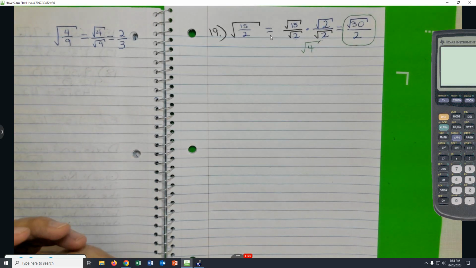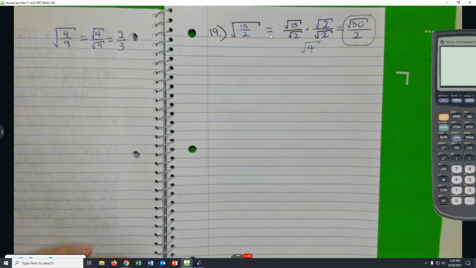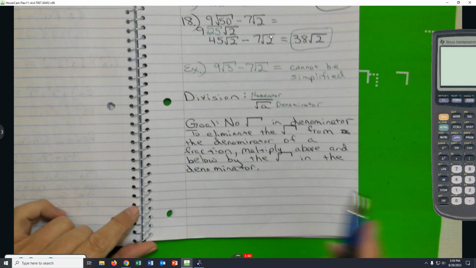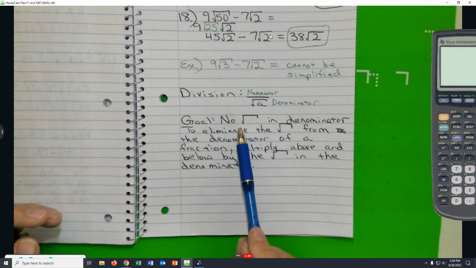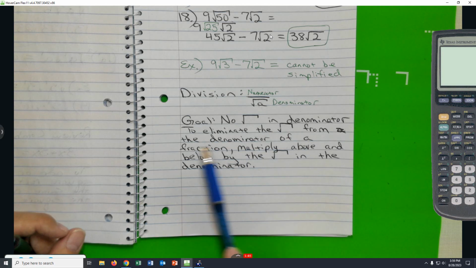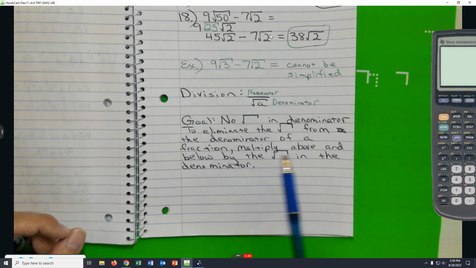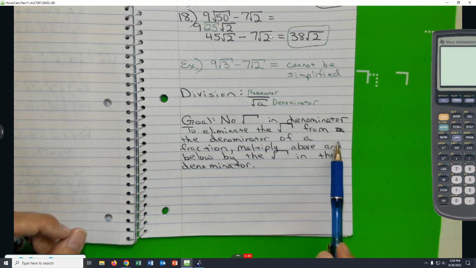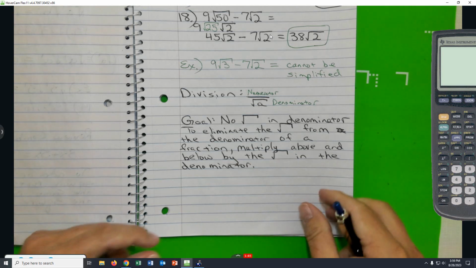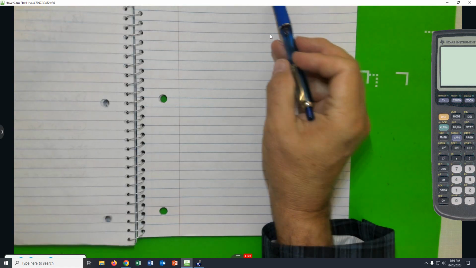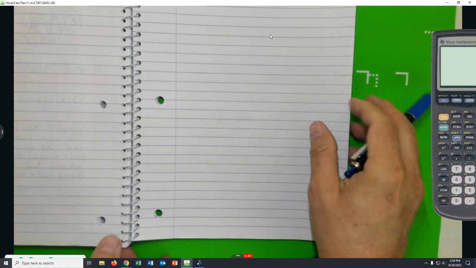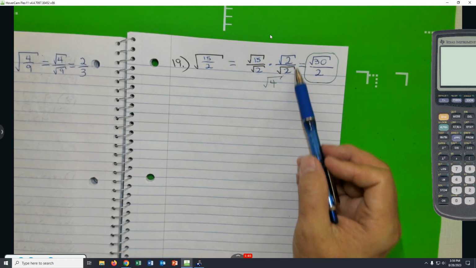Any questions there? Let's show them your little sentence that you wrote down. Okay, your goal is to have no square root in the denominator. To eliminate the square root from the denominator of a fraction, multiply above and below by the square root that's in the denominator. Isn't that what we did? The square root that's in the denominator is the square root of 2. We multiplied above and below. That's exactly what we did.